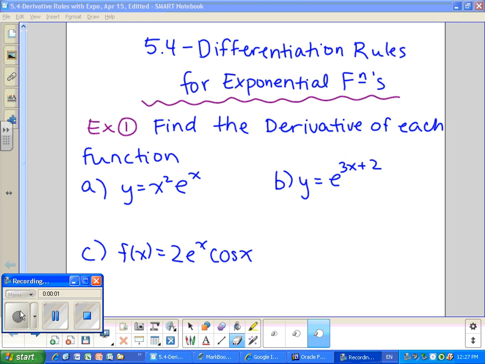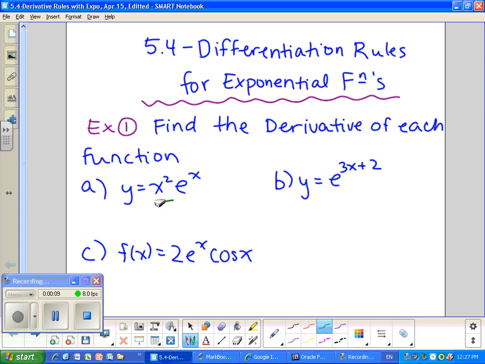Find the derivative of these functions, and we're going to use the previous rules from before. So everything is still applying. If you look at the first one, what do you notice about this one? It's multiplying. We are multiplying x squared by e to the x. So what rule do we have to follow? Product rule. So let's do it.